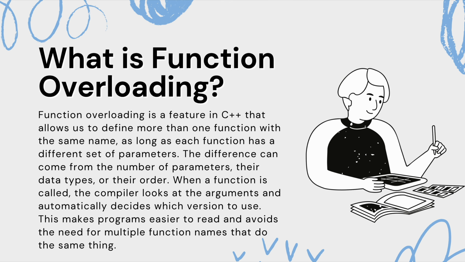What is function overloading? Function overloading is a really useful feature that allows us to define multiple functions with the same name as long as they have different parameters. These differences can come from the number of parameters, their data types, or their order. When we call a function, the compiler automatically figures out which version to use based on what we pass in. This helps make our code look cleaner and easier to understand.